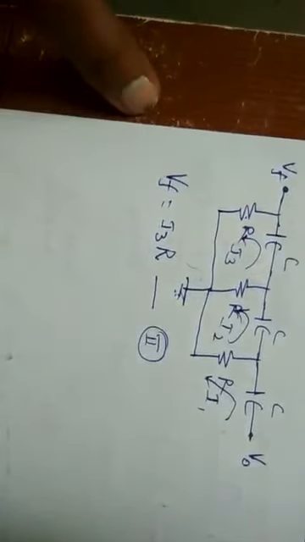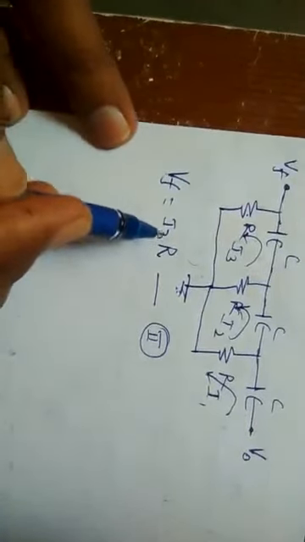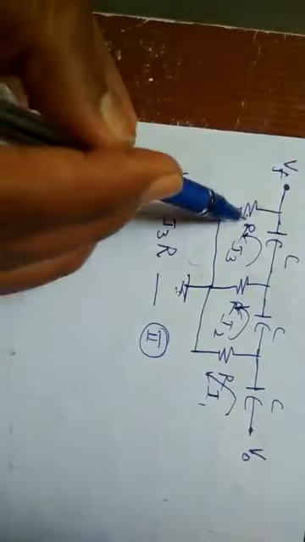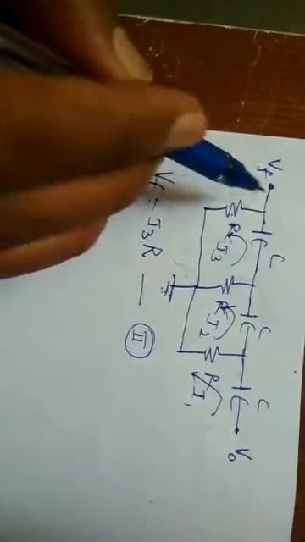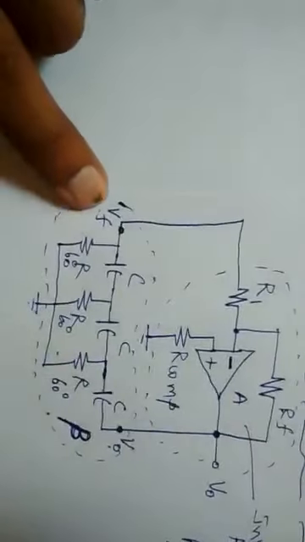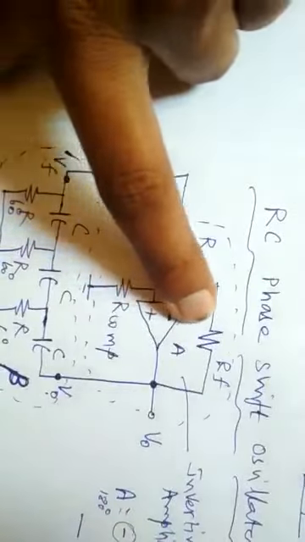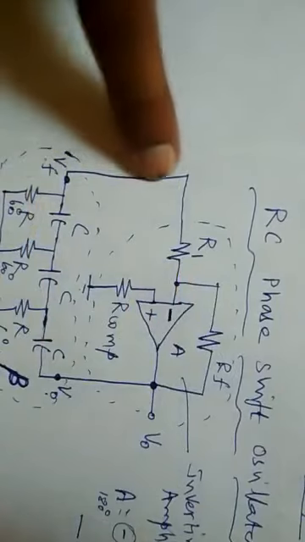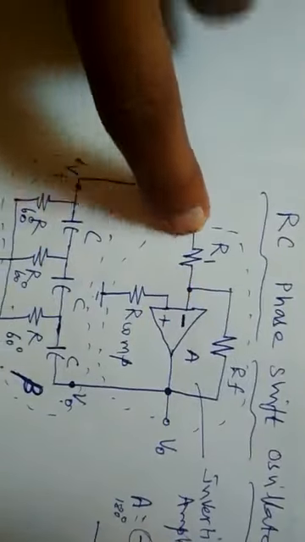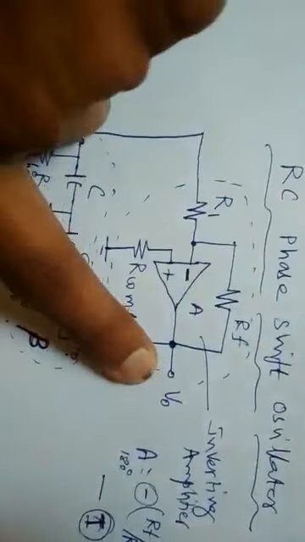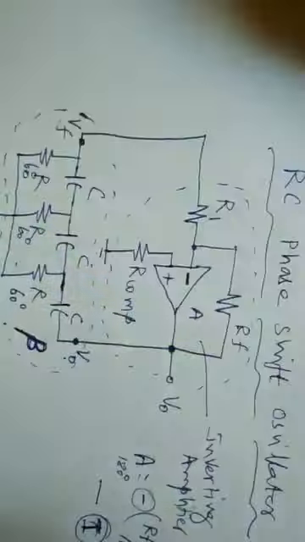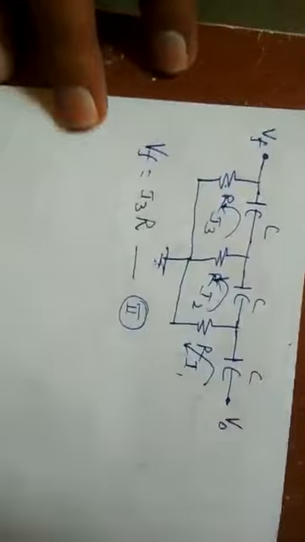So ultimately our aim is to find this I3. If you are able to find I3, with the help of R you can find VF, and that VF, from the previous diagram, is given as an input to this inverting terminal, or it is the feedback output. It is fed back as an input to this inverting terminal. Then the operational amplifier along with the feedback will be able to produce output, that is, sustained oscillations. So our aim is to find this I3.